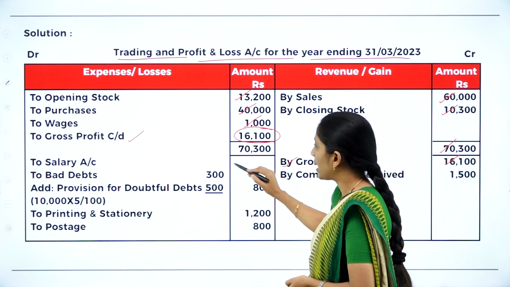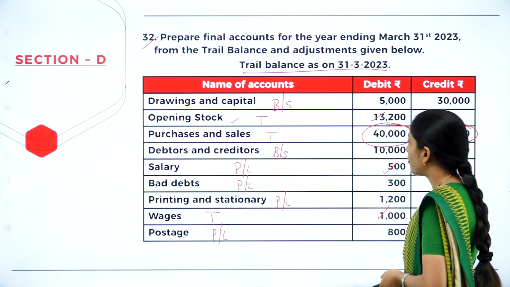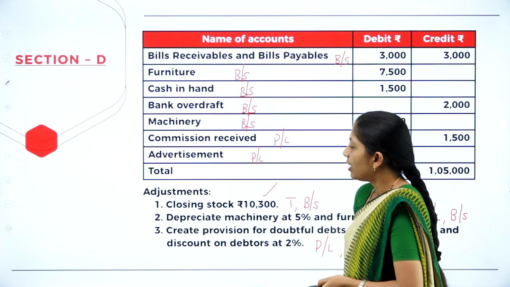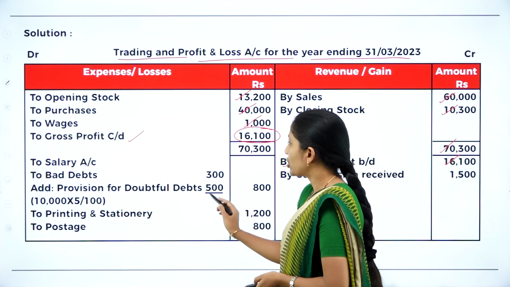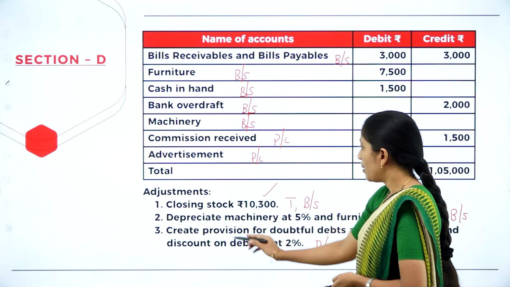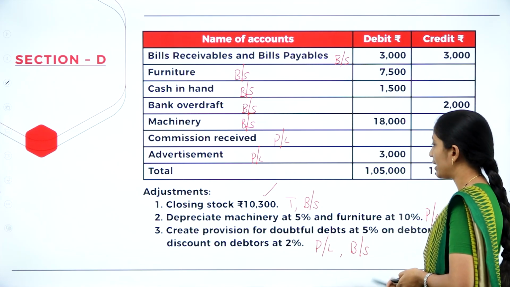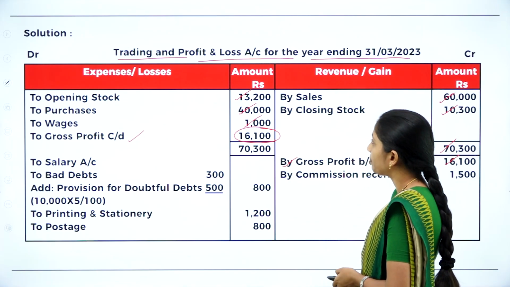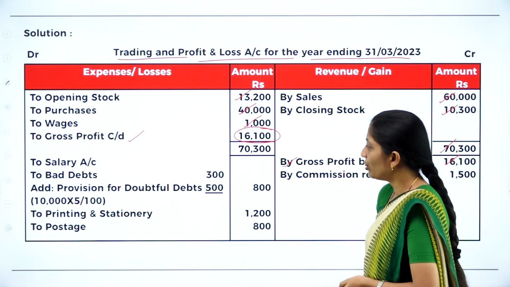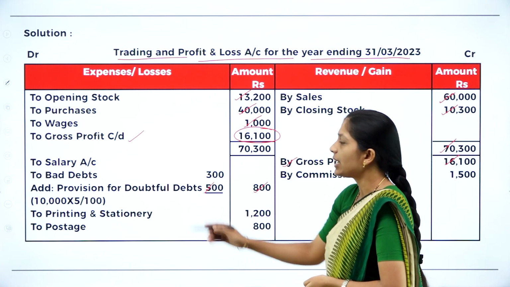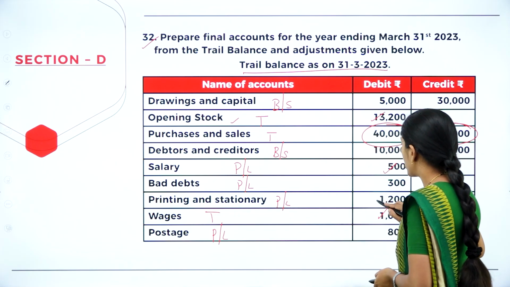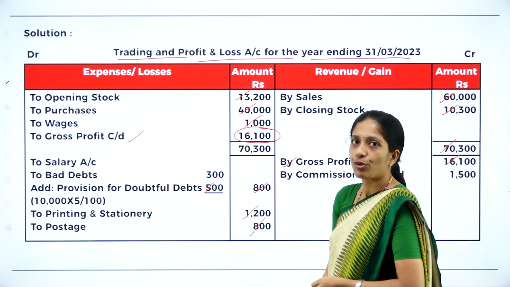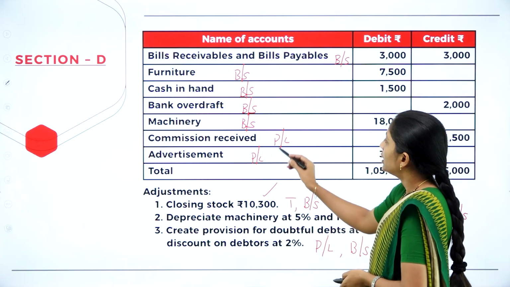Salary 500. Then bad debts, that is 300. So bad debts you will write 300, but we have a provision, so add provision for doubtful debts. How much have they asked us to create? Create a provision for doubtful debts at 5% on debtors and discount on debtors at 2%. How much is debtors? 10,000. 10,000 into 5% gives 500, so the total is 800. Then printing and stationery 1,200, postage 800. Write all that. Then we have commission received.